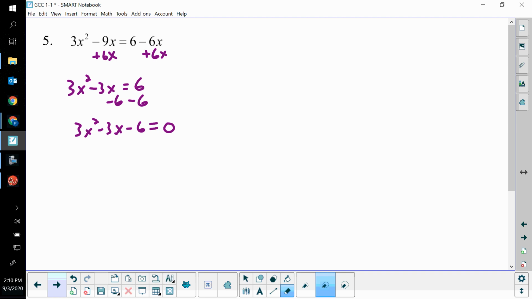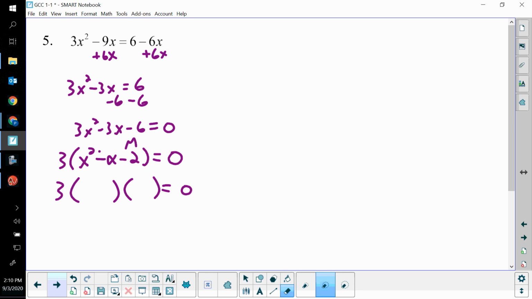Now this is another case where we want to try and pull something out. We can take the 3 out again. If we divide them each by 3, we get x squared minus x and minus 2. And then we need to multiply to negative 2 and add to negative 1. Well, it's nice that 2 is prime. The bigger one has to be negative, so we'll have negative 2 and plus 1.